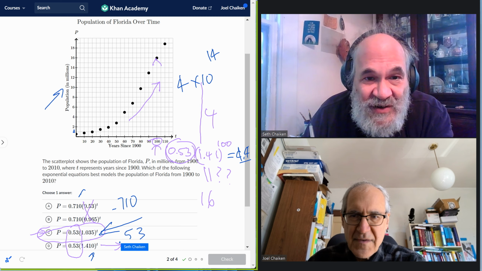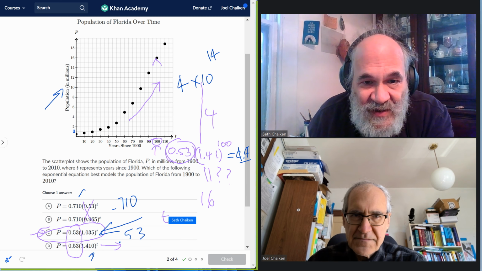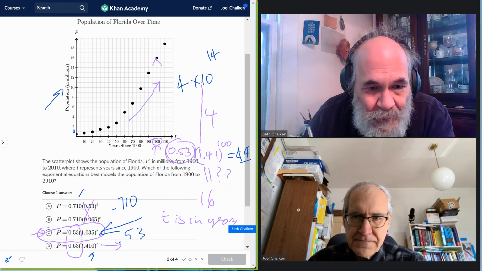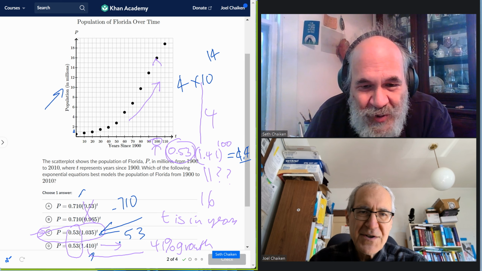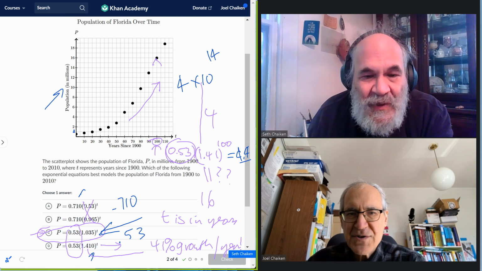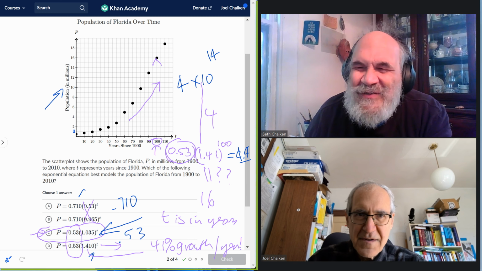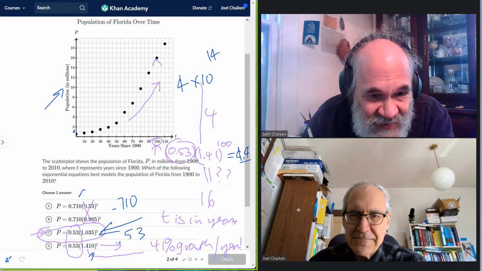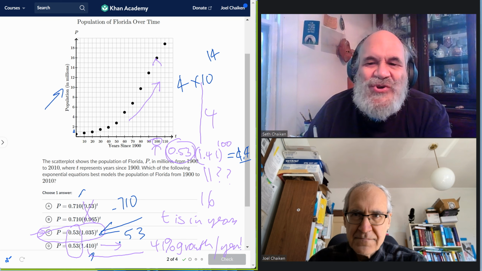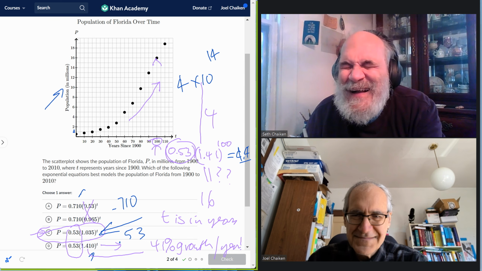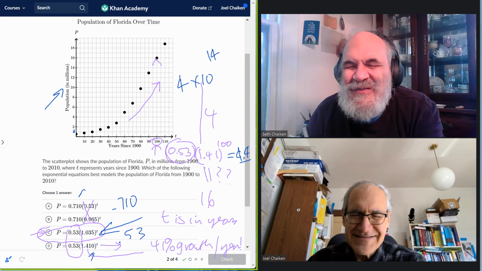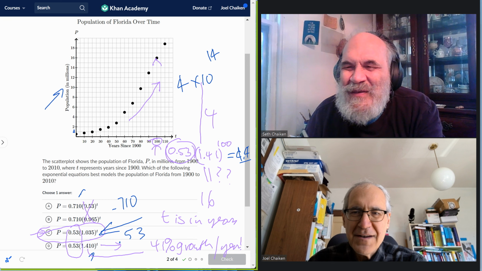Yes, you had a much better insight to realize that T is in years, and this represents 41% growth per year, which is utterly ridiculous for a human population. And this represents 3.5% growth. So in fact, they wouldn't even have to show the curve. You could answer this without even seeing the curve.